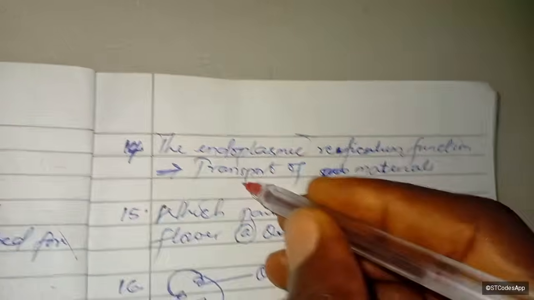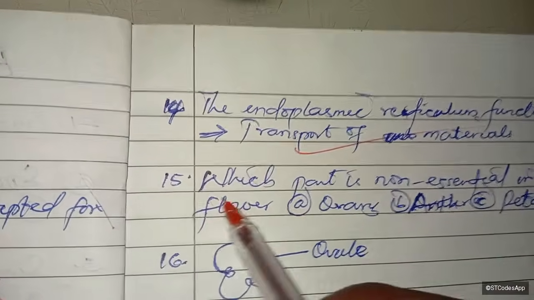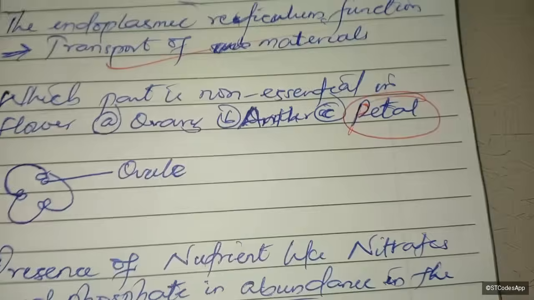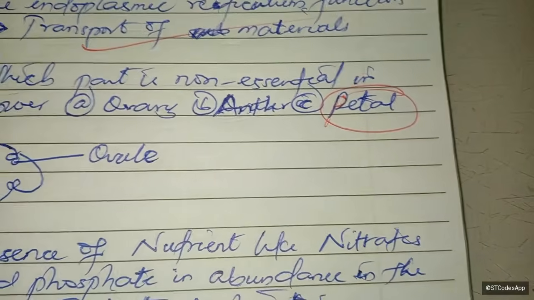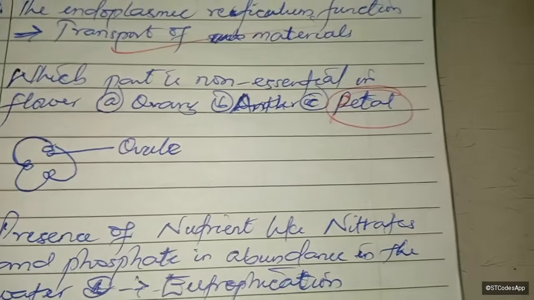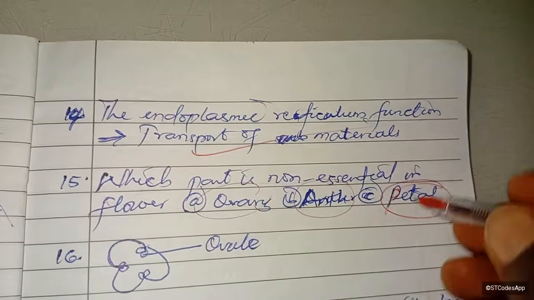The function of the endoplasmic reticulum is to transport material. Exactly, to transport materials within the cell. Which part is the non-essential? That's petal. If you look at it well, you may think that petal is an essential part because it serves as an attractant. But there are some flowers that don't use petals. They don't need petals to even attract their pollinating agents. So when you are given an option like this, these are the major reproductive structures. So petal then becomes the non-essential feature.